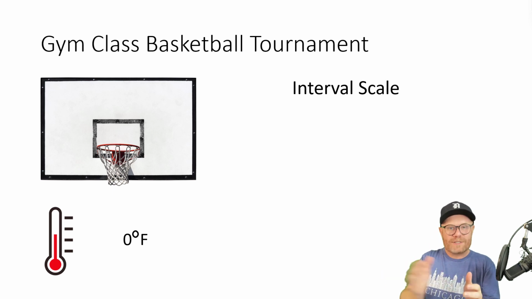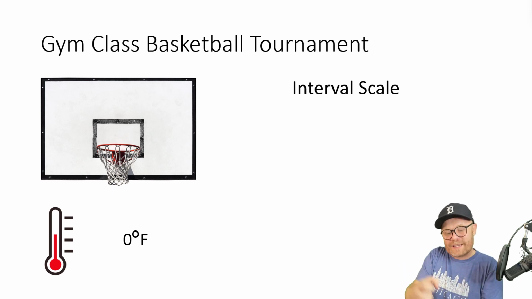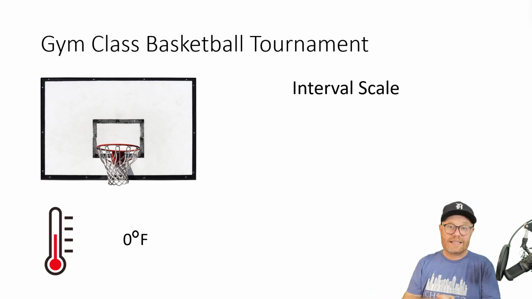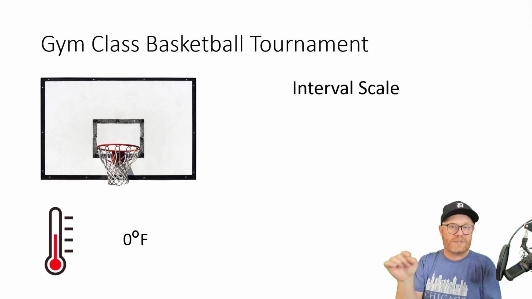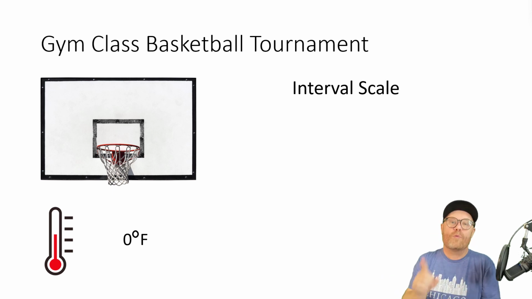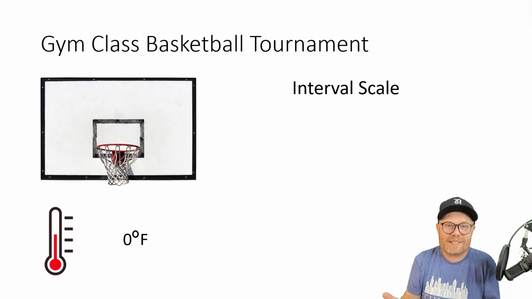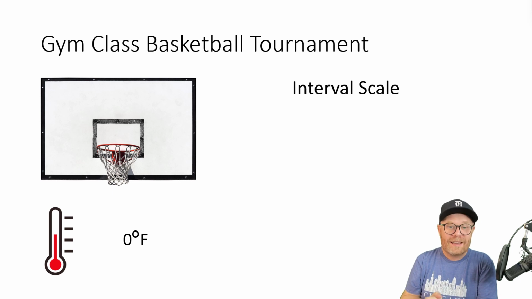We now actually do have a meaningful relationship in terms of the distance between each value. There's a consistent distance between 0 degrees and 10 degrees Fahrenheit, and there's a consistent distance between 10 and 20. Those ranges of 10 degrees, they're the same. However, we don't have a true 0. They could have turned the thermostat down even lower. That doesn't mean that there's no heat in that gym. It just means that it's super cold.